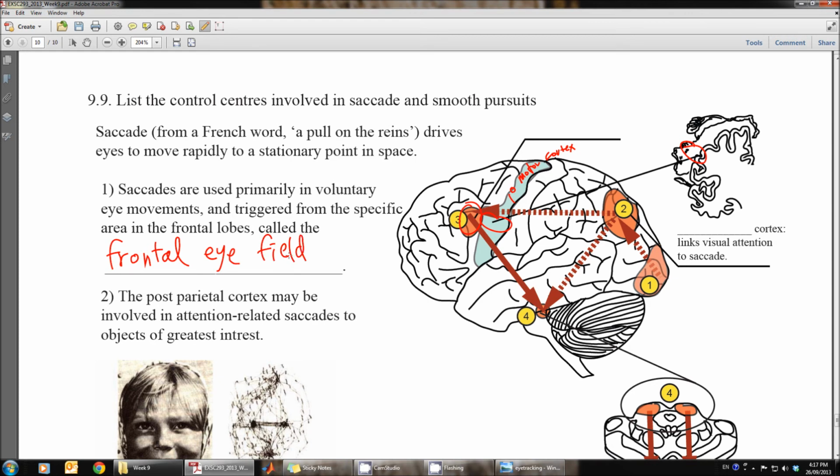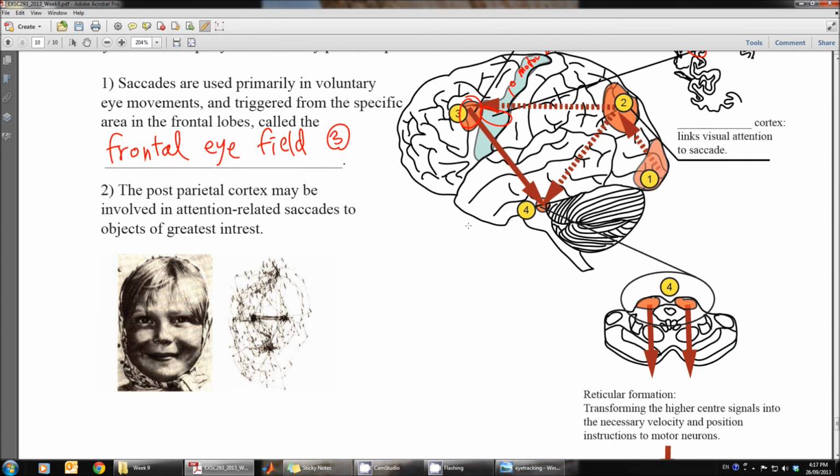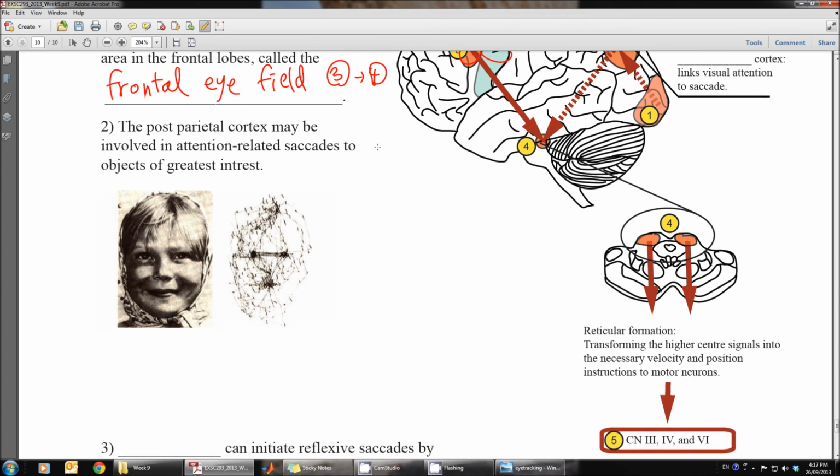So I want to look at the right top corner, and you can move your eye there, and this is the initiation of that signal. So it starts from the frontal eye field, which is number 3, and goes to the superior colliculus, which is number 4. So let's label that the superior colliculus.